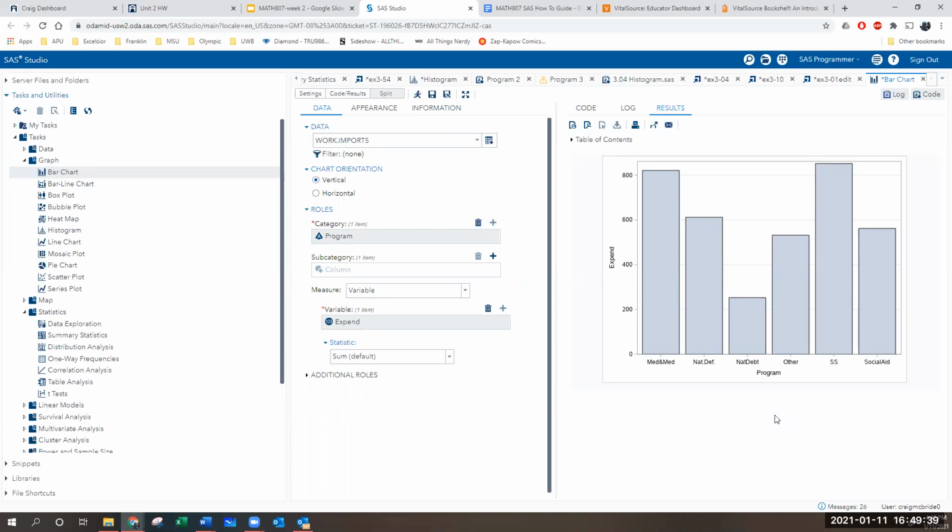And then, of course, if you want to do it for percentages, you just change the variable from expend to percent, and you get the exact same graph, but it'll have percentages over here instead of numbers. Does that answer your question?